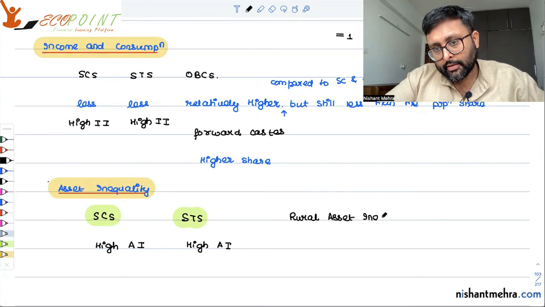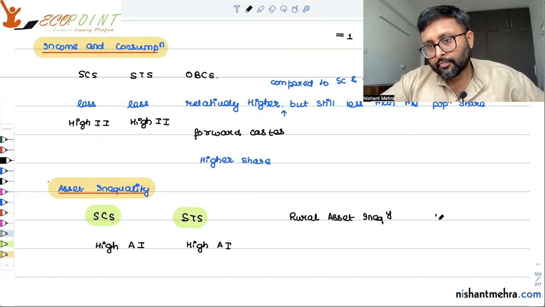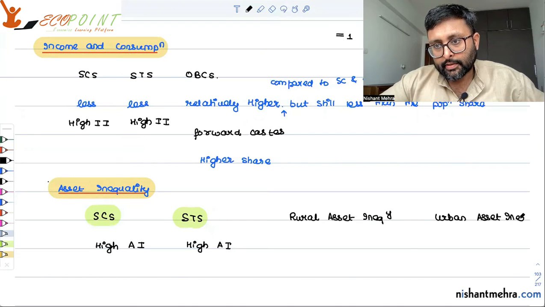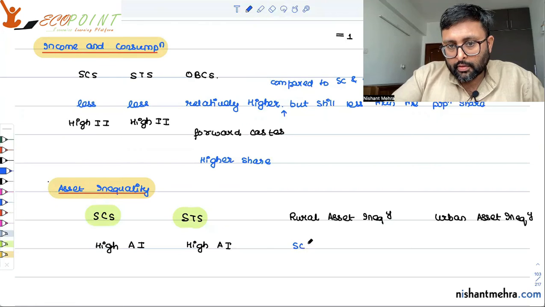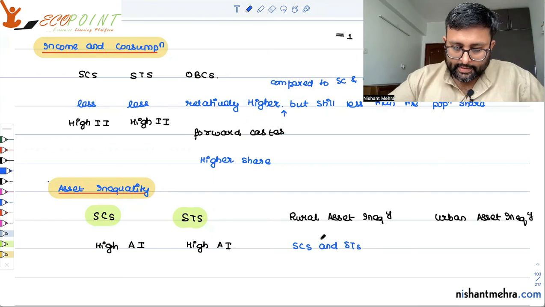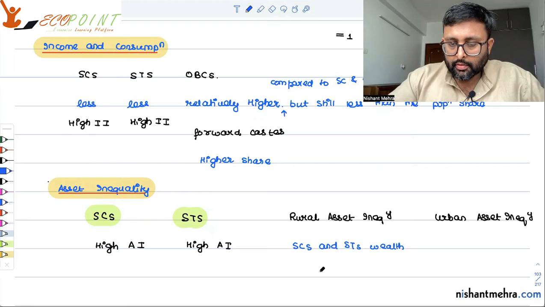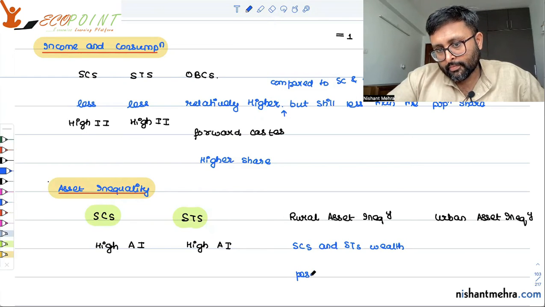Rural asset inequality. Urban asset inequality. Right? So in rural areas, SCs and STs wealth position is somewhat similar.